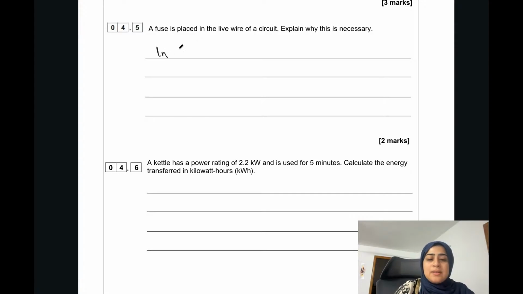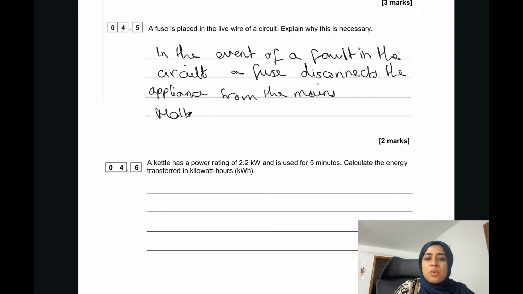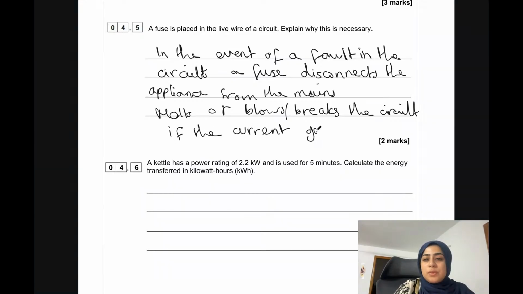Well, in the event of a fault in the circuit, a fuse disconnects the appliance from the main circuit, and also it melts or blows or breaks the circuit if the current goes above a safety level. Okay.